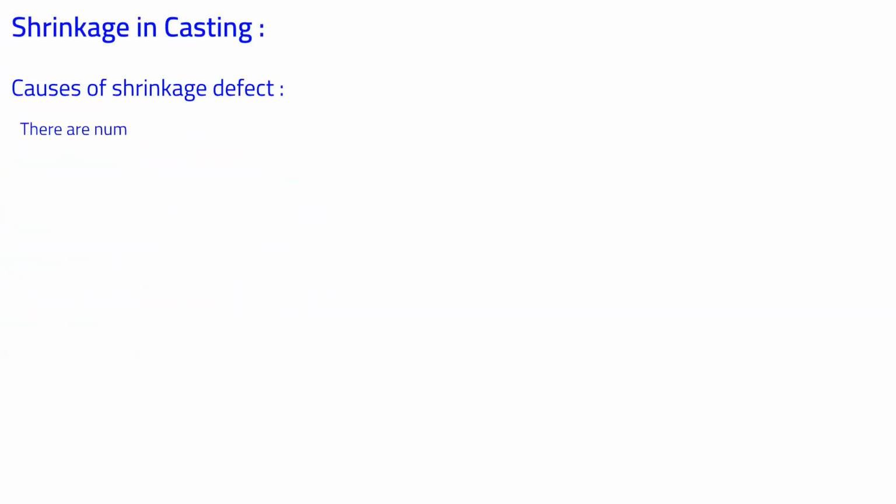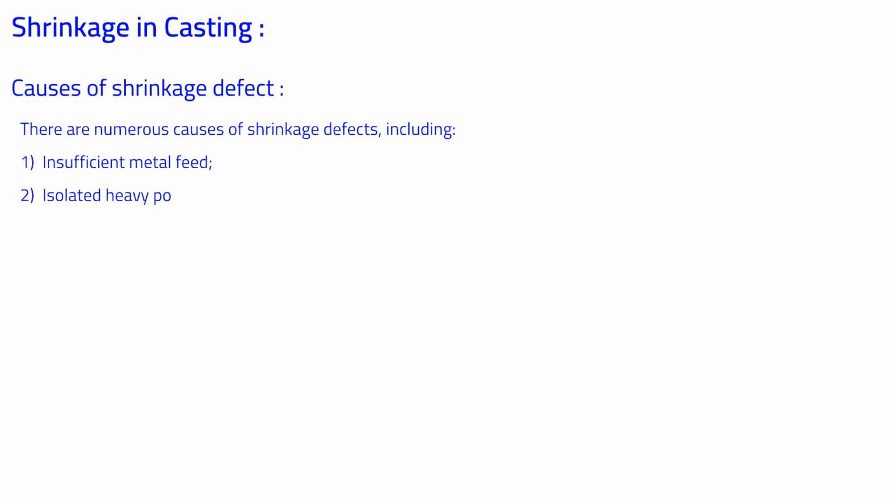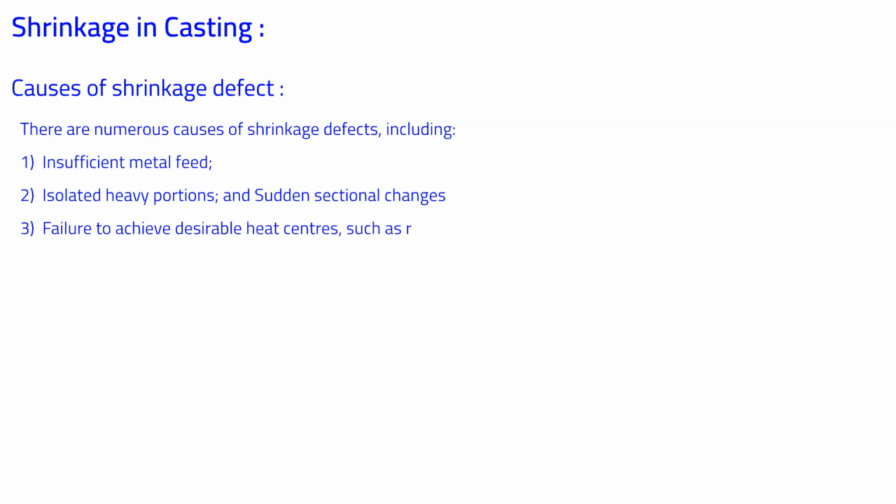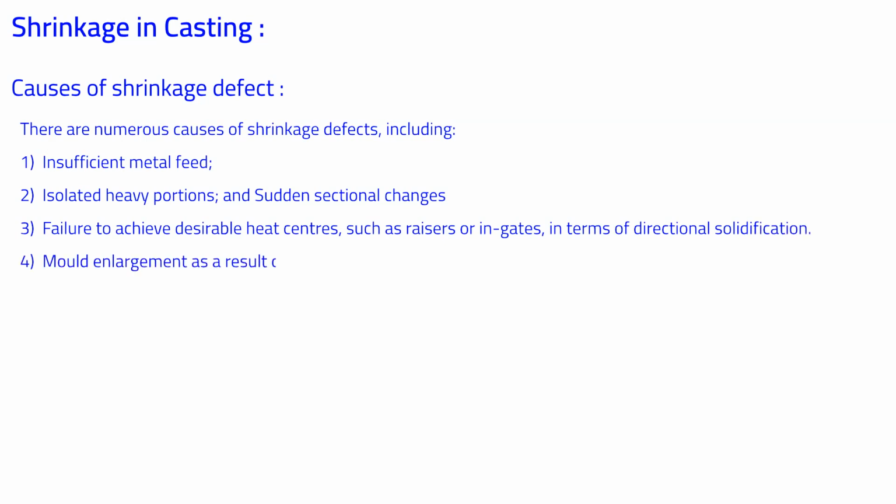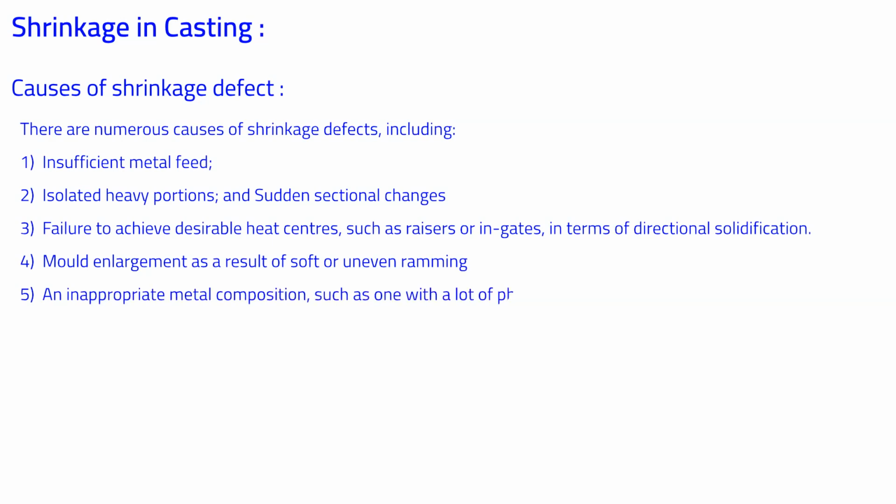Causes of shrinkage defect. There are numerous causes of shrinkage defects, including insufficient metal feed, isolated heavy portions, and sudden sectional changes. Failure to achieve desirable heat centers, such as risers or ingates, in terms of directional solidification. Mold enlargement as a result of soft or uneven ramming. An inappropriate metal composition, such as one with a lot of phosphorus or little carbon equivalent. Extreme pouring temperature.